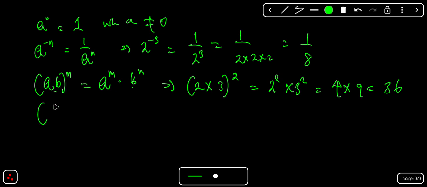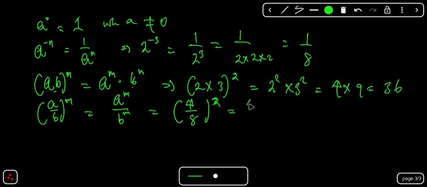Okay, another type, if we have a over b, all raised to the power of m. So this would be a raised to the power of m over b raised to the power of m. Okay, so for example, let's say we have 4 over 8, all raised to the power of 2. So this means 4 raised to the power of 2 over 8 raised to the power of 2. And 4 raised to the power of 2 will give us 16, and 8 raised to the power of 2 will give us 64. Okay, so we have this also. Very simple.